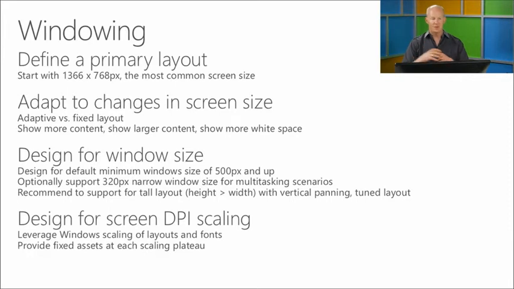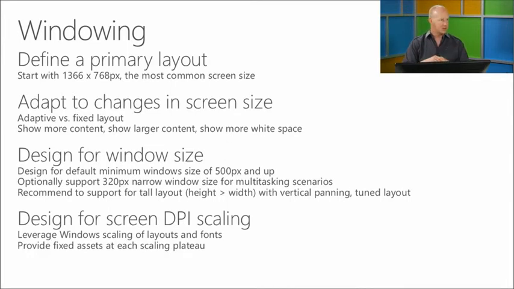Then I design for window size, thinking about 500 pixels and up, and then thinking about 500 pixels and below, and potentially using that 320 pixel narrow size. And that narrow window size is great for multitasking apps, like the reading list and like a mail app or a social app, where I'm going to want to have that running all the time. Okay? And I can optionally support that tall layout where the height is greater than the width.